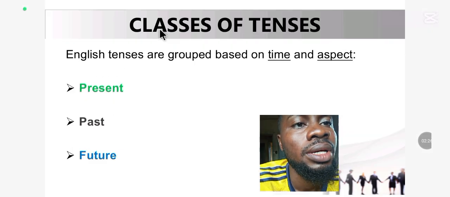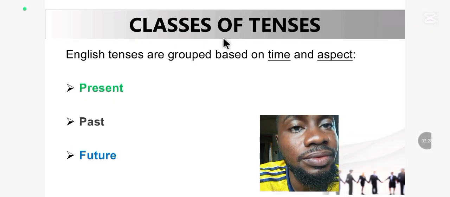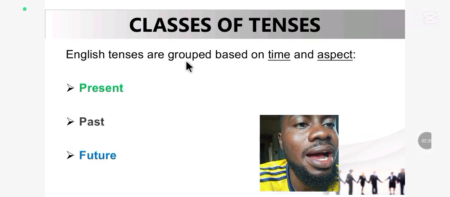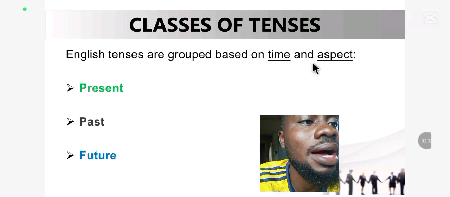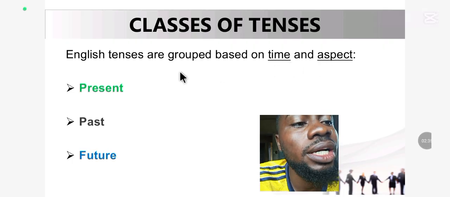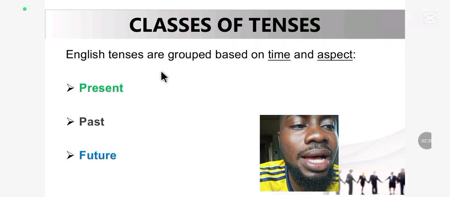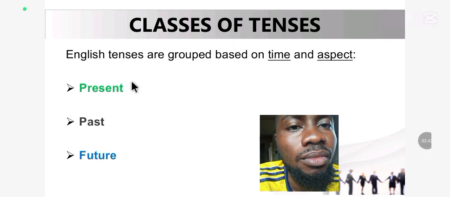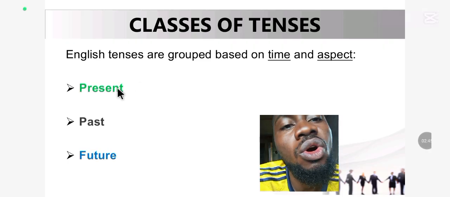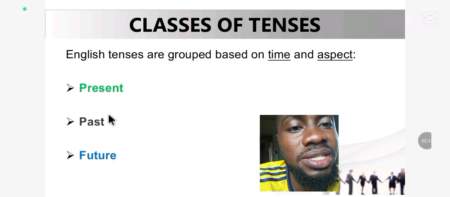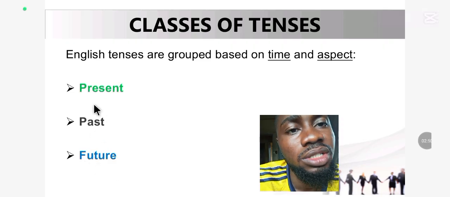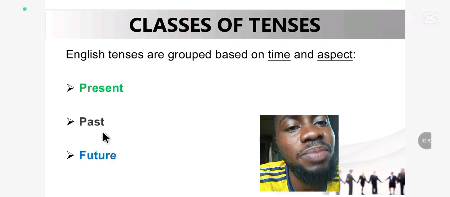Moving on. Classes of tenses. English tenses are grouped based on time and aspects. English tenses are grouped based on what? Time and aspect. Have that at the apex of your mind. The first is grouping under the time, which is present, past, and future.